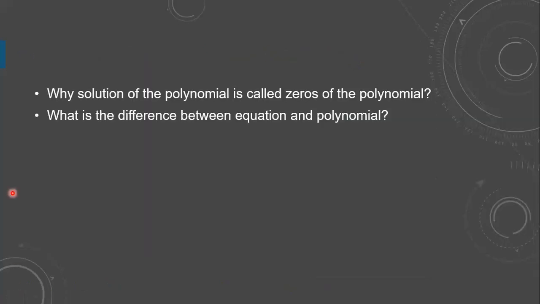Okay, at last I have 2 questions: why is the solution of a polynomial called a zero of the polynomial, and the answer is very interesting. And what is the difference between an equation and a polynomial? Find the answers to these 2 questions and please comment your answer. In the next session I'll give you the answer too.